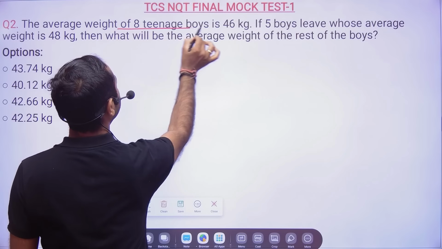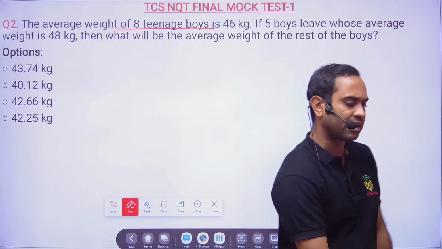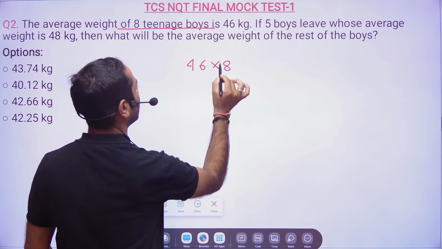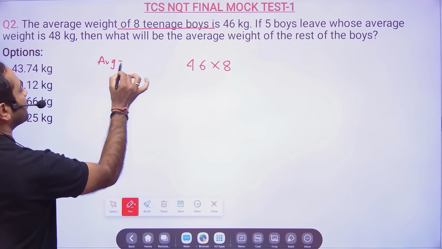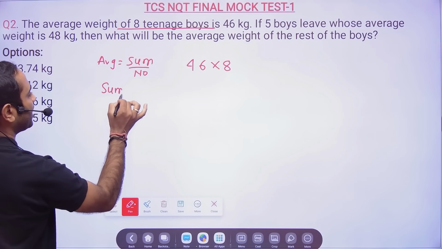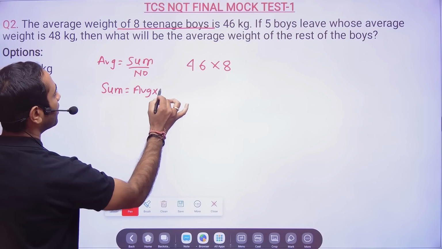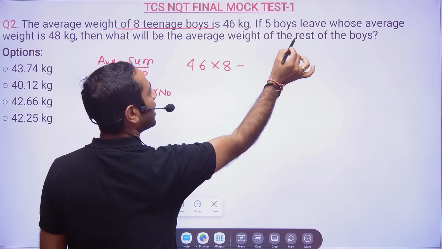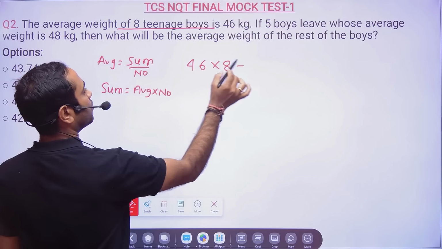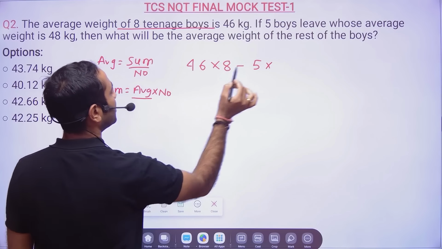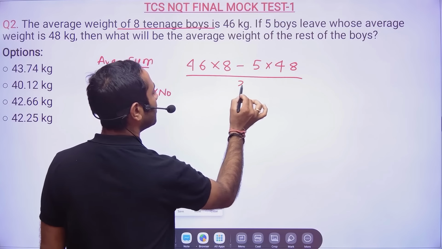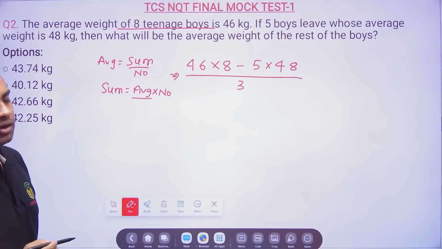So the average weight of 8 boys is nothing but 46 kg. So here what we will do, 46 into 8. Because average will be nothing but equal to sum divided by number. So definitely the sum of weights of 8 persons will be average into number. So average is 46, total 8. If 5 boys leave whose average weight is 48, so the number of boys is 5 into average 48. Okay, fine. Then how many boys will be remaining? Sir, 3 boys. So for those 3 only you have to tell the average.